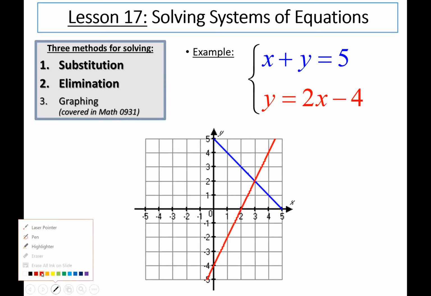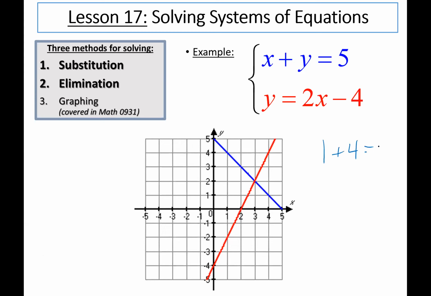For example, 1 plus 4. That's 5, right? Or 2 plus 3. Those add up to 5. Or 6 plus negative 1. That adds to 5. I could go on literally forever. There's an infinite list of possible numbers that would add to 5. And the blue line that you're seeing graphed here represents all of those possibilities.